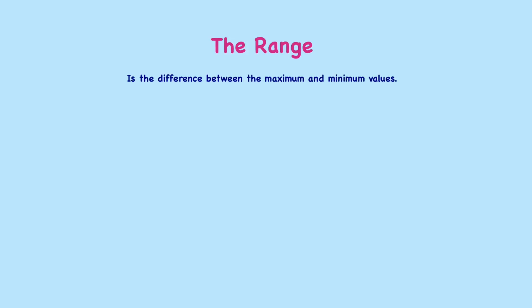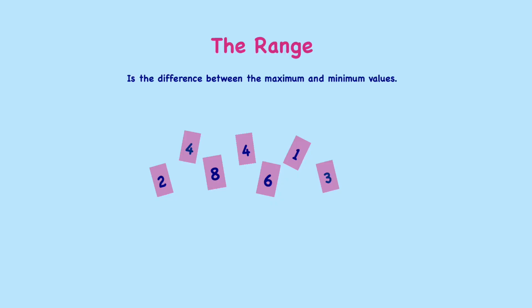So let's move on to the range. The range is simply the difference between the maximum and the minimum value. So let's look at some numbers. So we have 7 numbers here, and then the range will be the difference between the biggest number, which is 8, and the smallest number, which is 1. So to find the difference, you subtract, we get 7. So the range is 7.